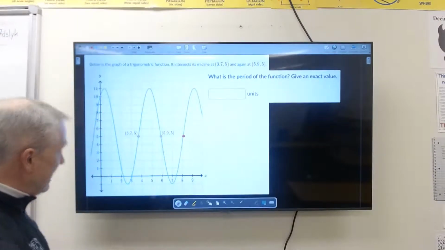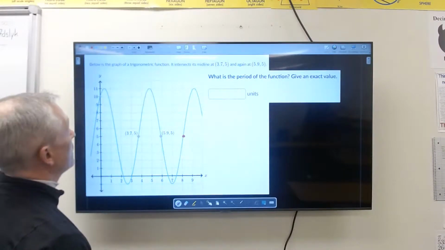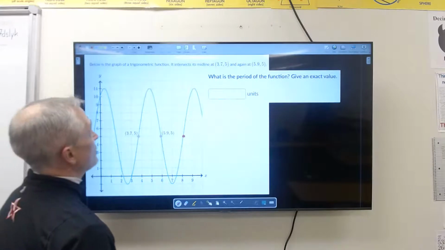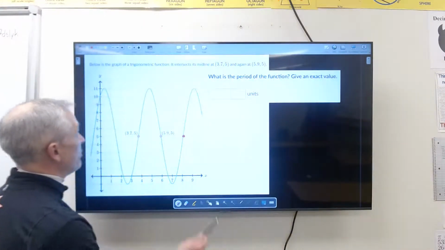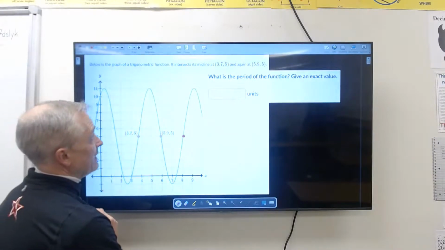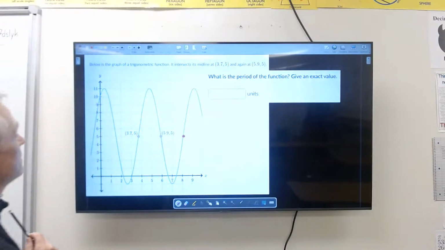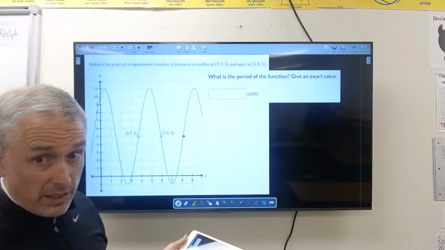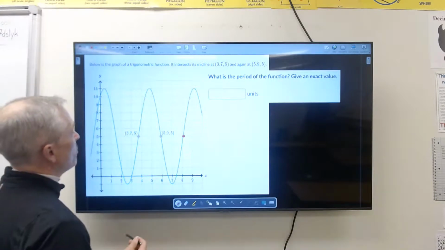All right, last one. Below is the graph of a trigonometric function. It intersects the midline at 3.7 and at 5.9. Interesting. What is the period of the function? Now, I only have one of these on here, so we're only going to do one. I thought I would have more of them on there.